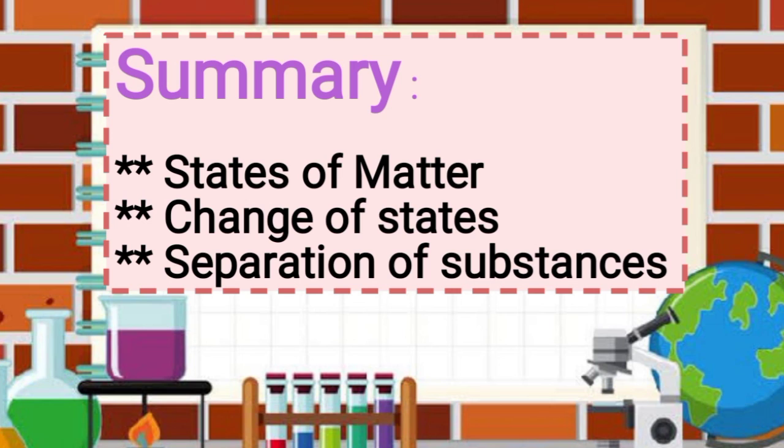The second topic, change of state, means matter can change its form from one state to another, like in melting, vaporization, condensation, solidification. Then the third topic, separation of substances. There are many ways in which we can separate substances from a solution. For example, salt can be separated from a salt solution by heating the solution.